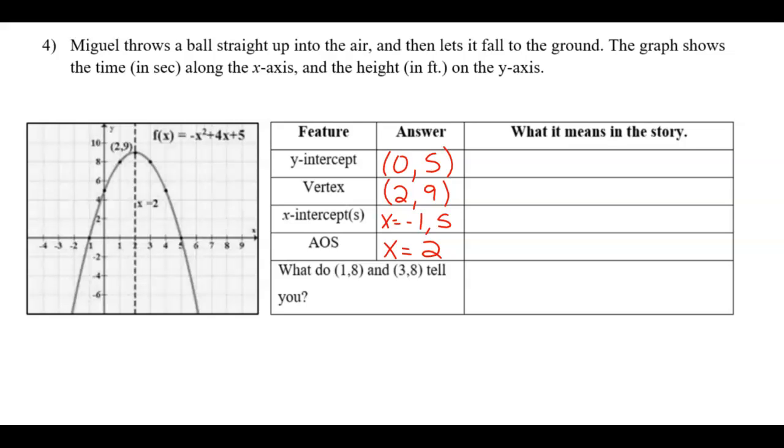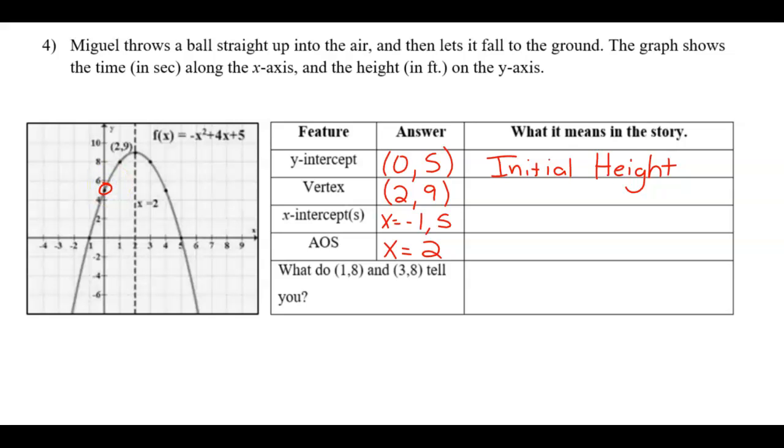Now we're going to try and figure out what this means. So what does the y-intercept mean in the context of this problem? When time is 0, how high is the ball? 5, right? We call this the initial height. Basically, when 0 seconds have passed before the ball is thrown, how high is the ball? So you can see it starts at 5 feet in the air.